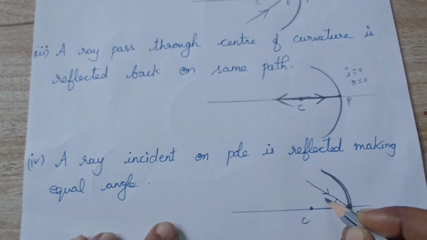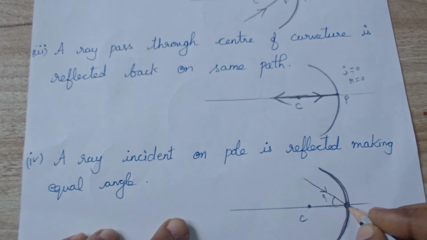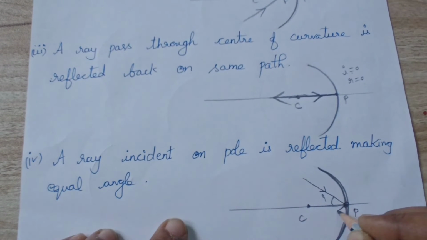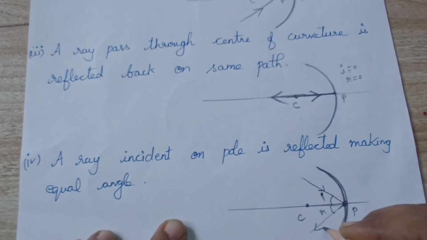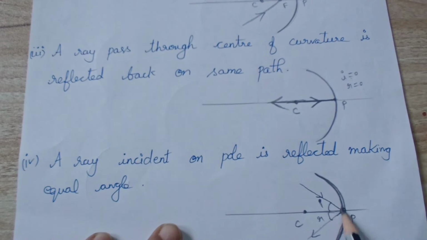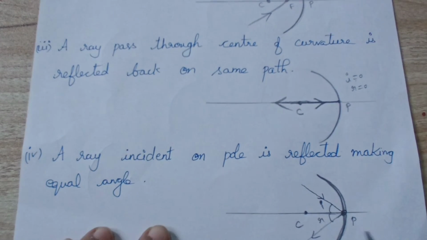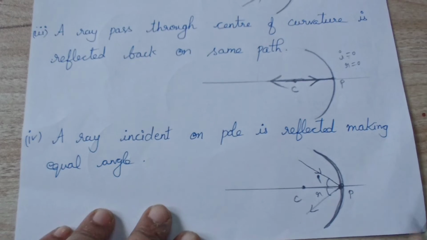How much angle does it make? This is your angle of incidence. So the reflected angle also will be the same, R. This is your I and this is your R. So the incident ray on the pole is reflected making an equal angle. Okay, this is your fourth rule.